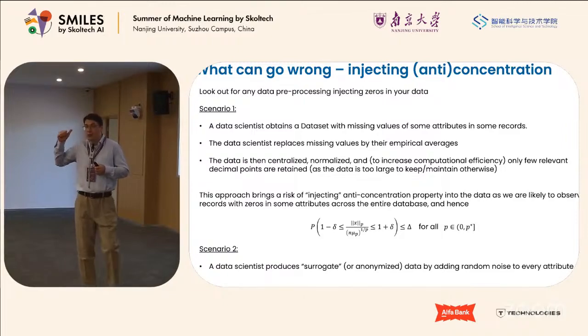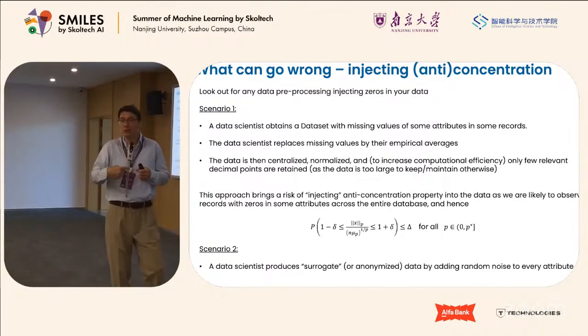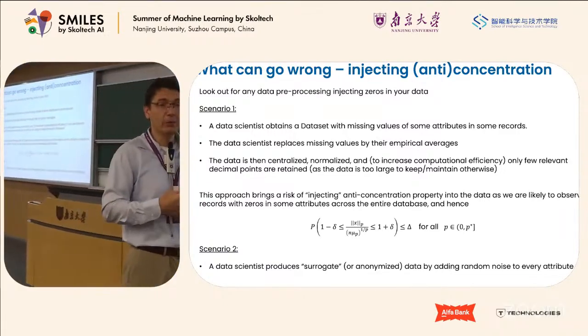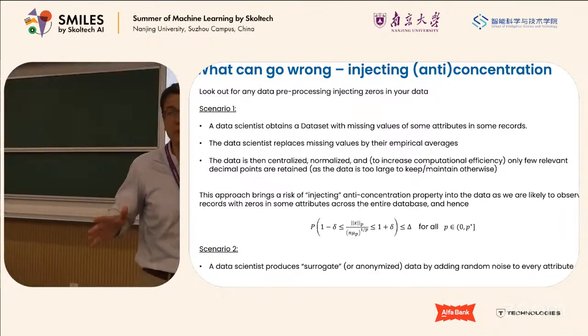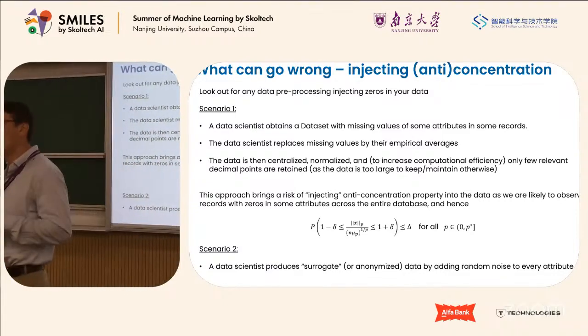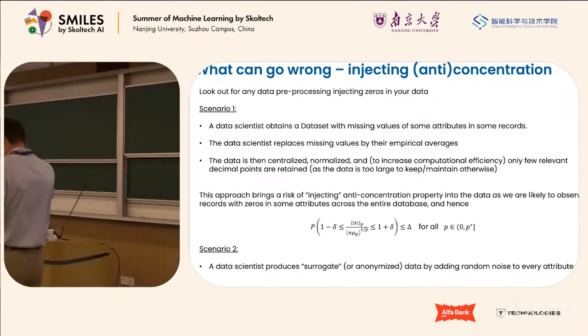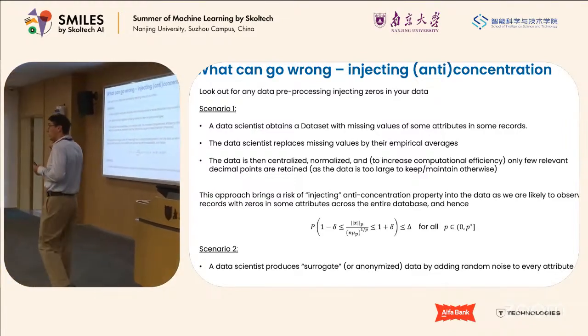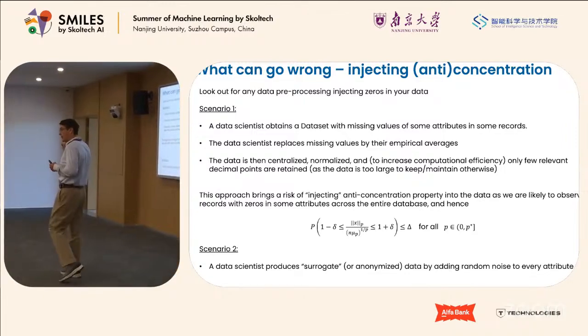Even though for the original data, the concentration shouldn't be happening. Now, another example is when you try to perturb the data by randomly putting some noise into this data. This is another way where the zeros can occur and pop up by accident.